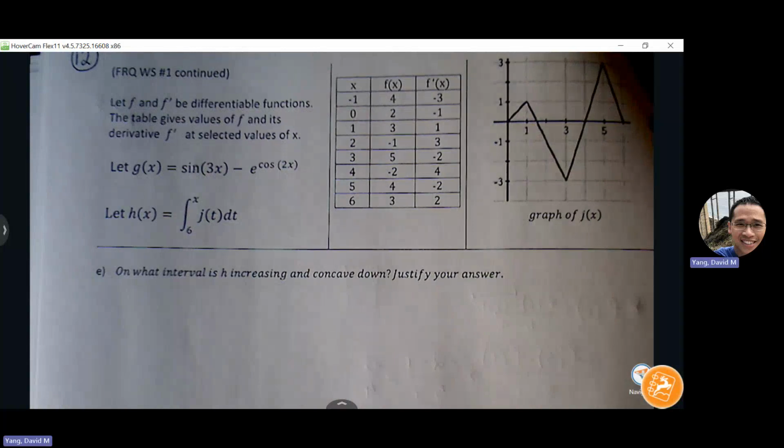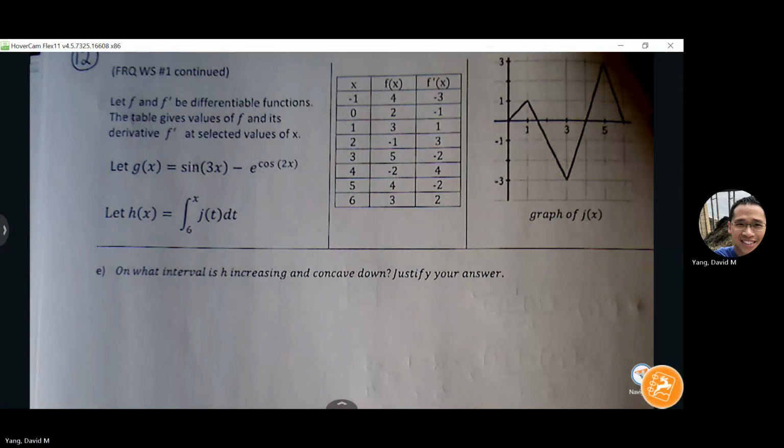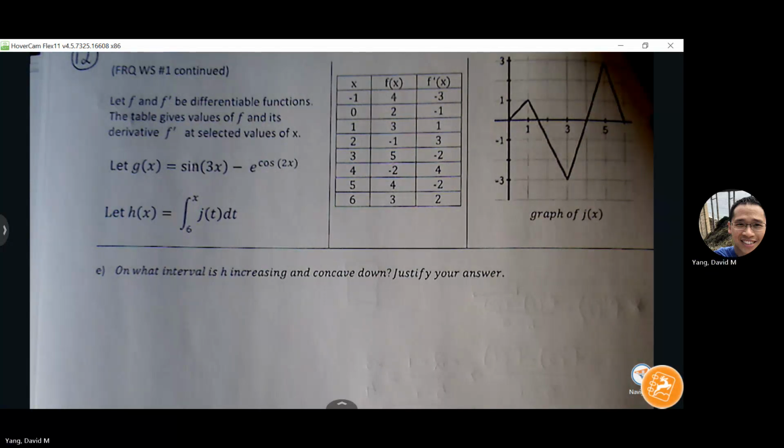The first part. What would that be? Oh, units. They don't give us units for the problem, so we're not worried about units for the answer. Yeah.